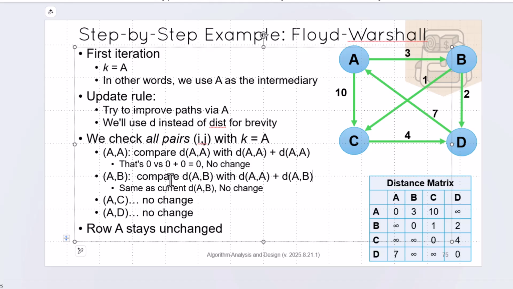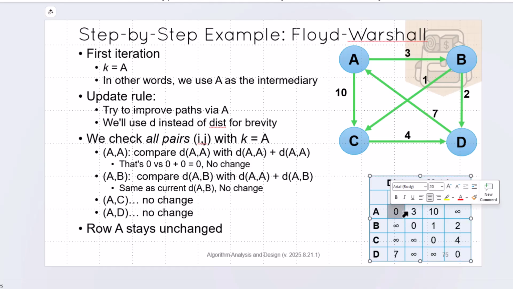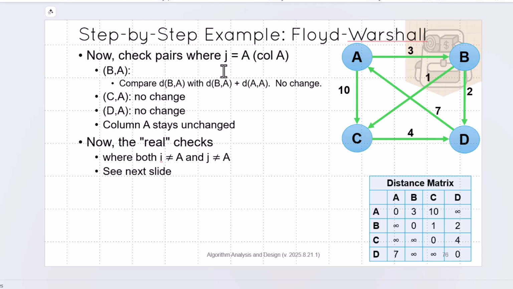For AB, compare D, the distance AB, with D of AA plus D of AB, same as current, so that's no change. AC has no change, AD has no change, so row A will actually stay unchanged. Now, check pairs with j equal to A, column A. Okay, that's our next step. So we look at column A. We do BA, compare D of BA with D of BA plus D of AA, there's no change. CA, no change. DA, no change. Column A stays unchanged.